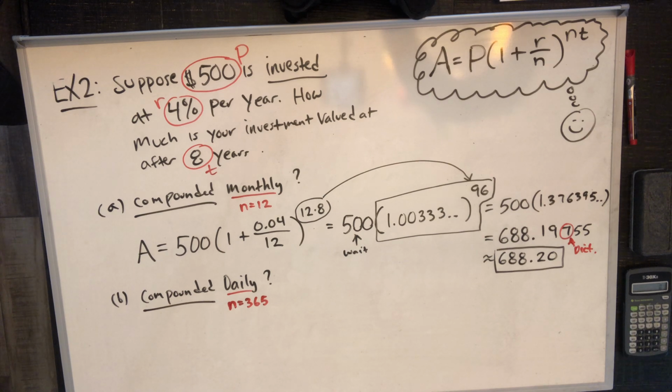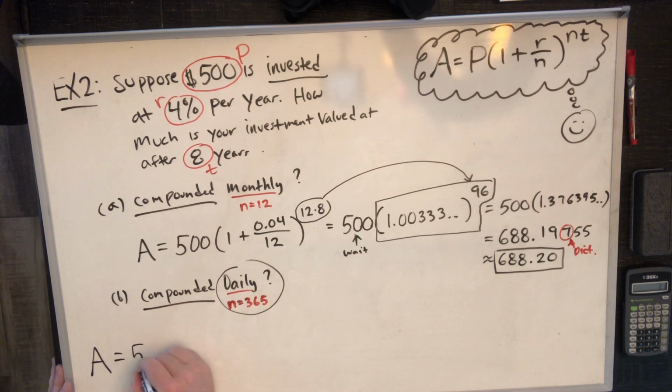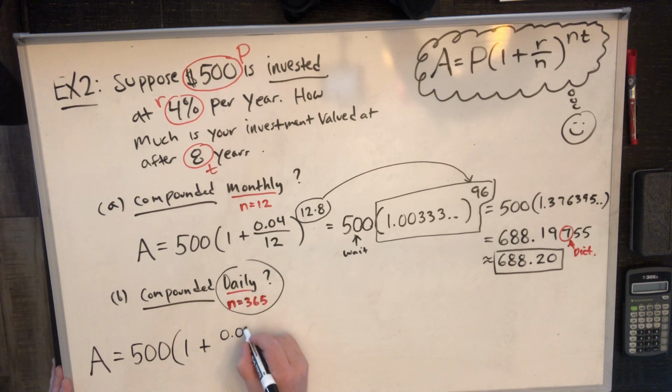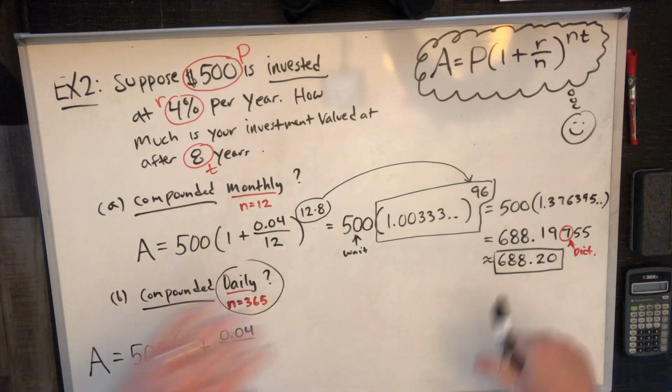Alrighty. Let's compare that value with the daily amount now. So, same formula, the amount that we would have would be $500. This time our compounding period is 365.